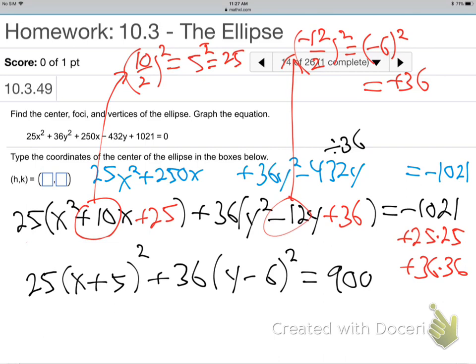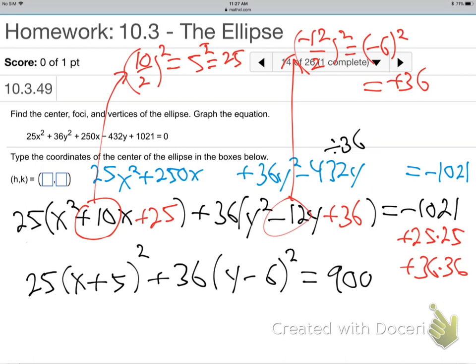Everybody see how I got there? See how these three factored? That's what the completing number did, it made it factor as a perfect square. Completed the square. Is it all coming back from algebra now? A little bit? All right.